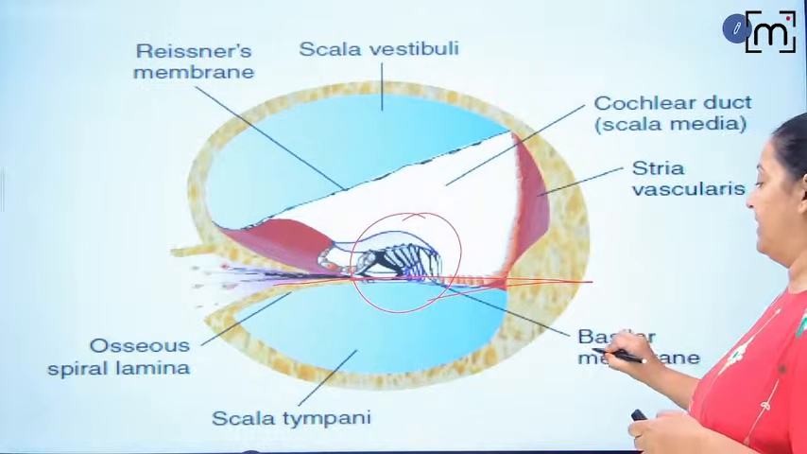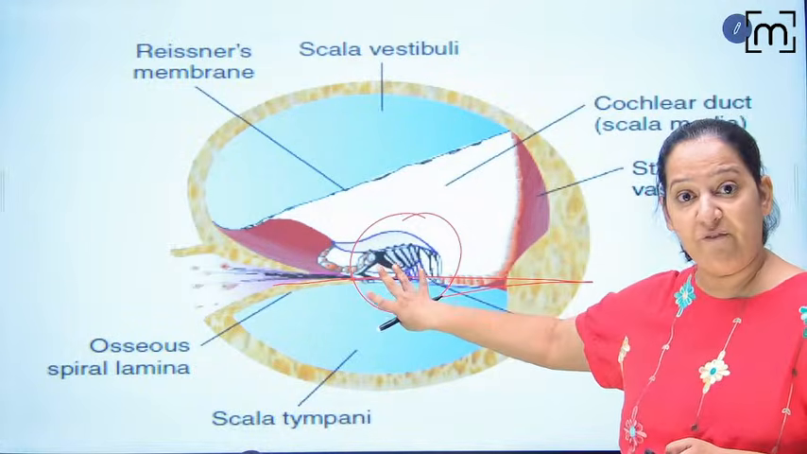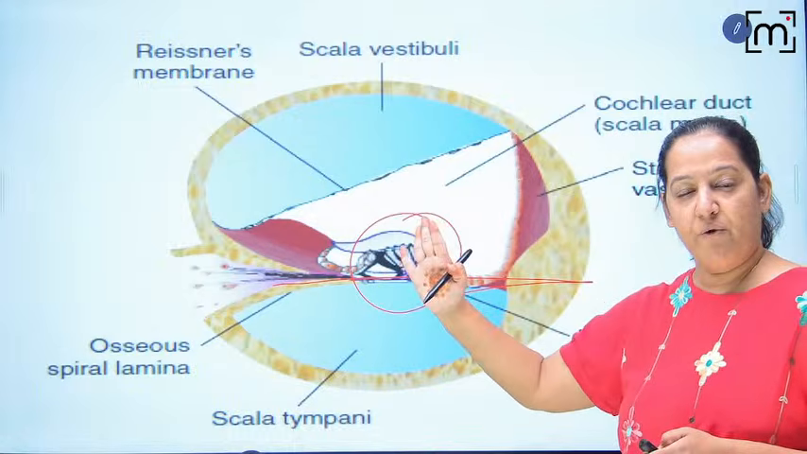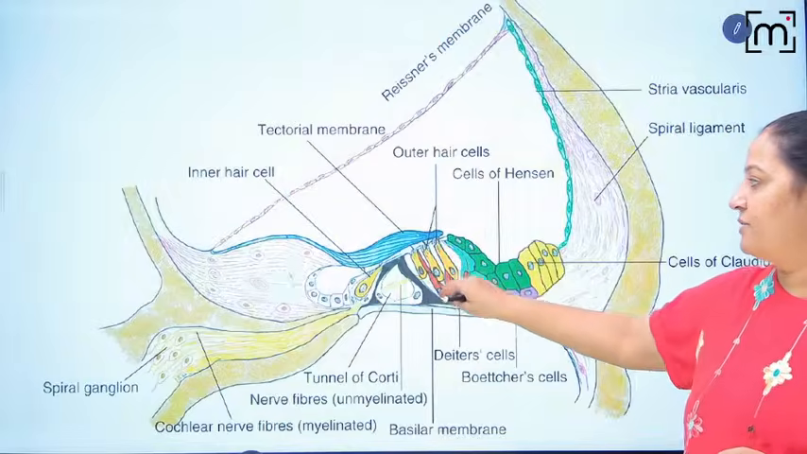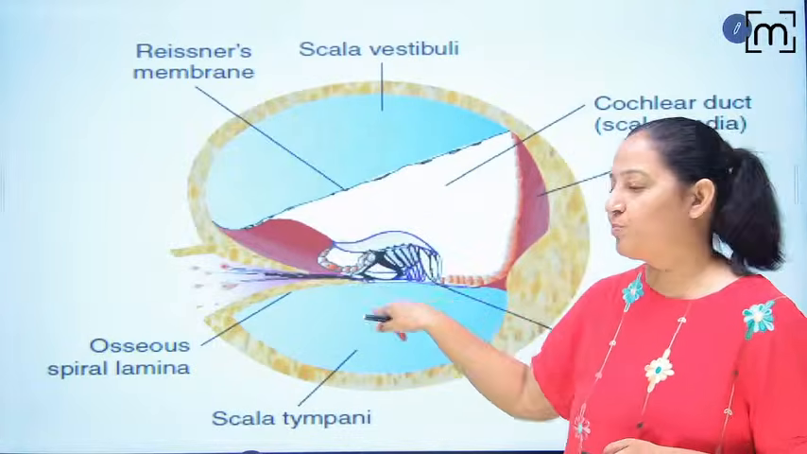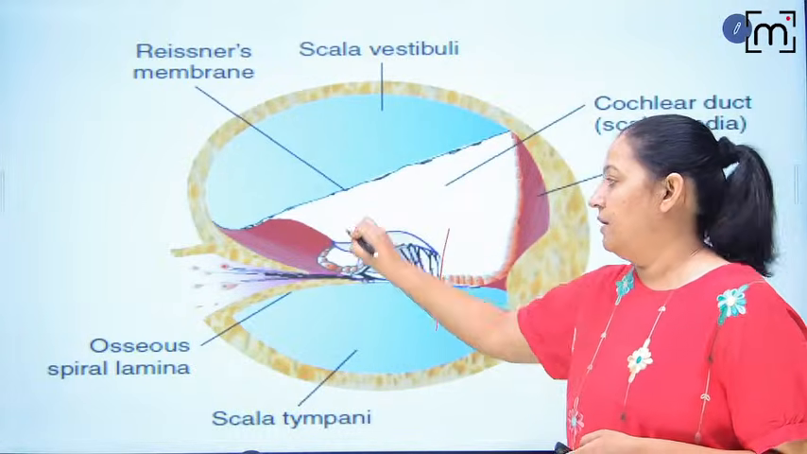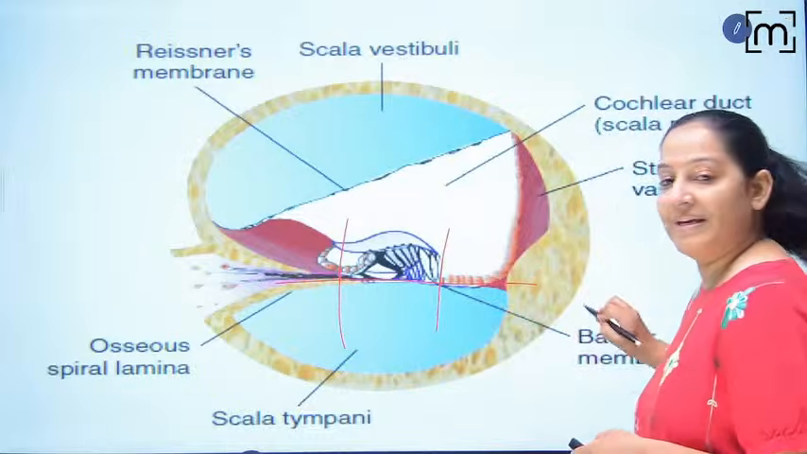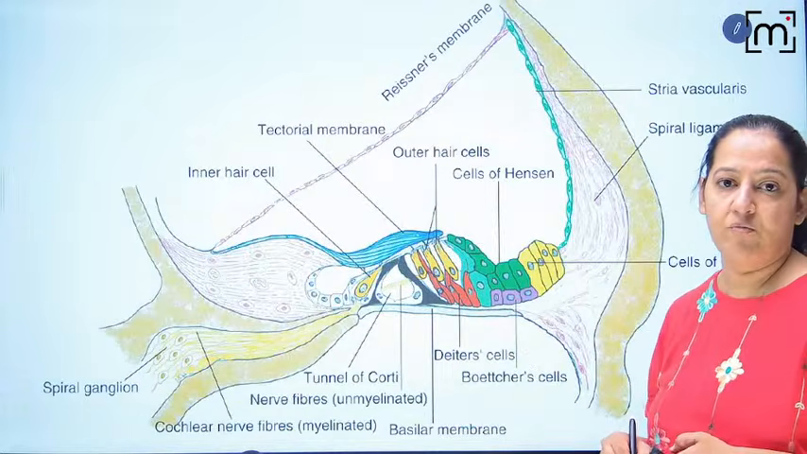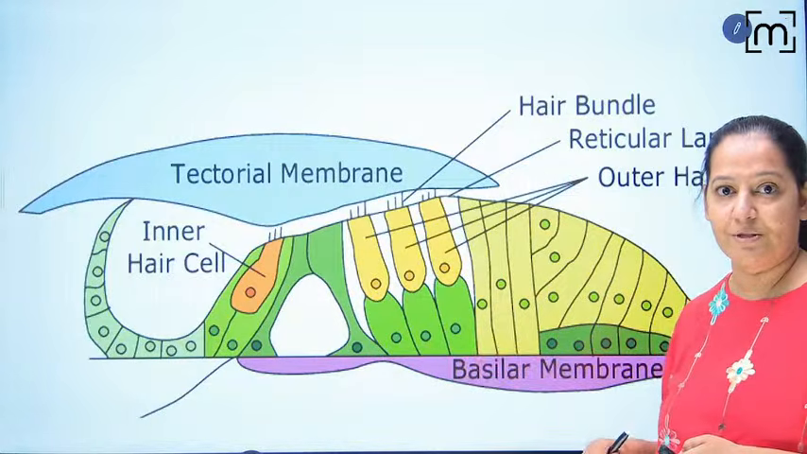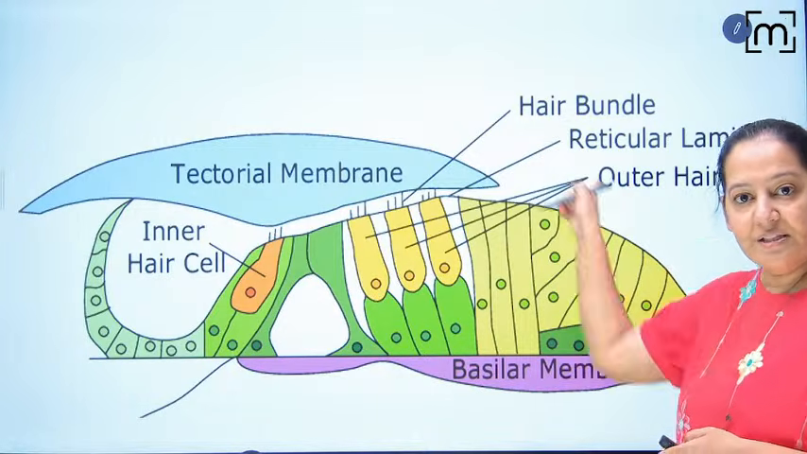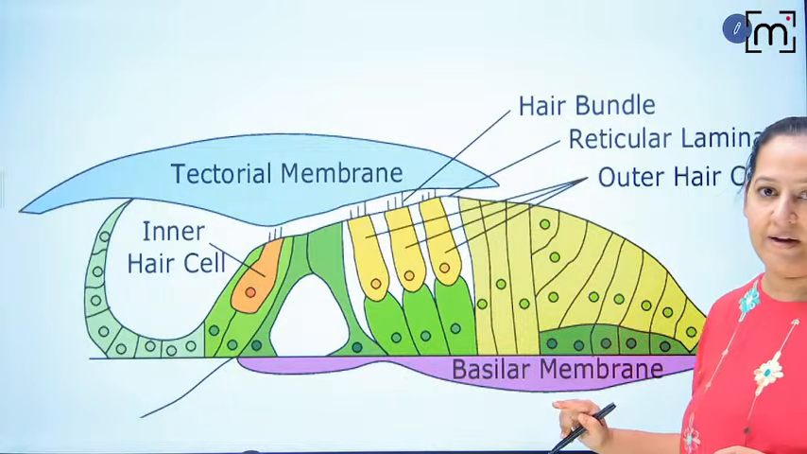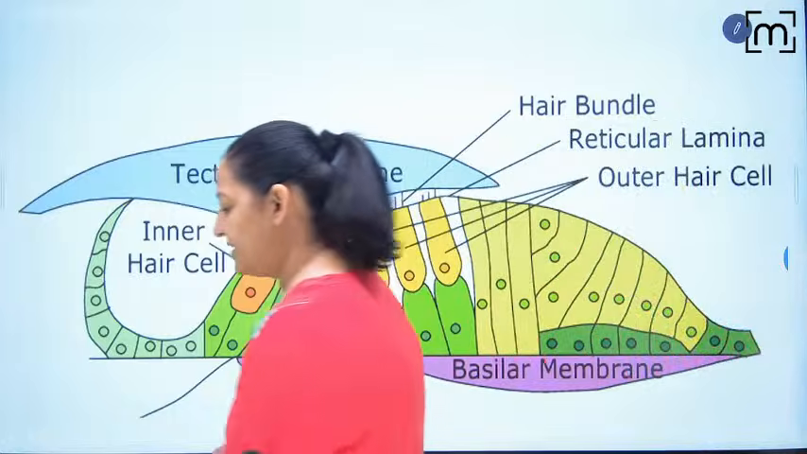This basilar membrane has the organ of Corti, which has four structures in it. These are the four structures. You can see, I will zoom in. Okay, I'm zooming in on this portion of the organ of Corti, which is present on the basilar membrane, to show you. So this is the zoomed version. Appreciate the basilar membrane. Now you can orient. This is the basilar membrane, and this is the organ of Corti present on it. Okay, it has four things. What four things does it have?